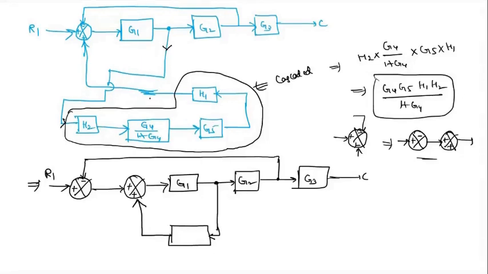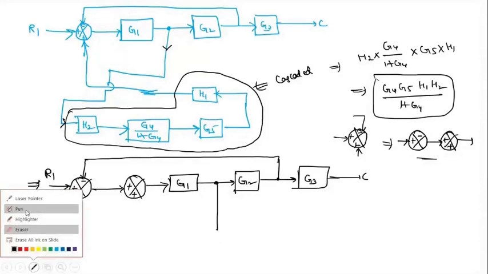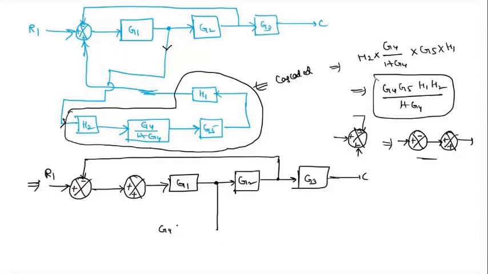Because already these four will be in series. These four will be a cascade connection. So instead of this block, I'm going to write this value. So what is the value? G4, G5, H1, H2 by 1 plus G4. So I'm going to write that value here. G4, G5, H1, H2 by 1 plus G4. This is the block I'm adding, which is connected to this plus. Almost 99% of the problem will be finished.